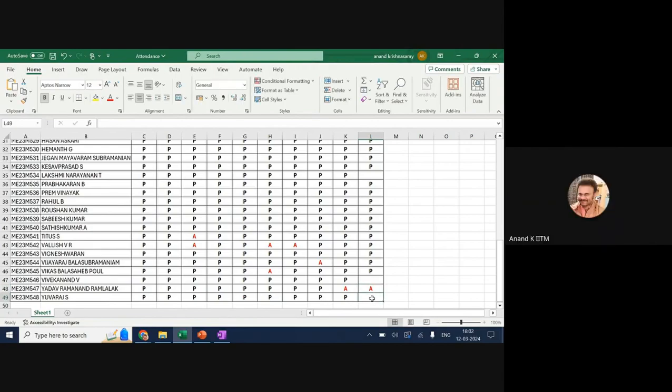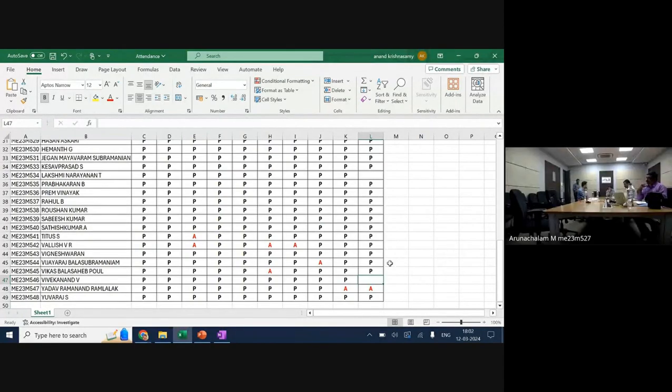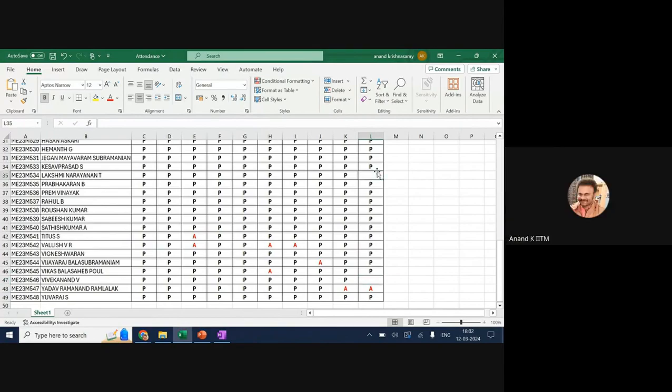Yuvraj. Present, sir. Okay. So Vivekanand and Lakshmi Narayanan have not answered. Sir, Lakshmi came. Present, sir. Okay, then there are two absentees, Vivekanand and Yadav.